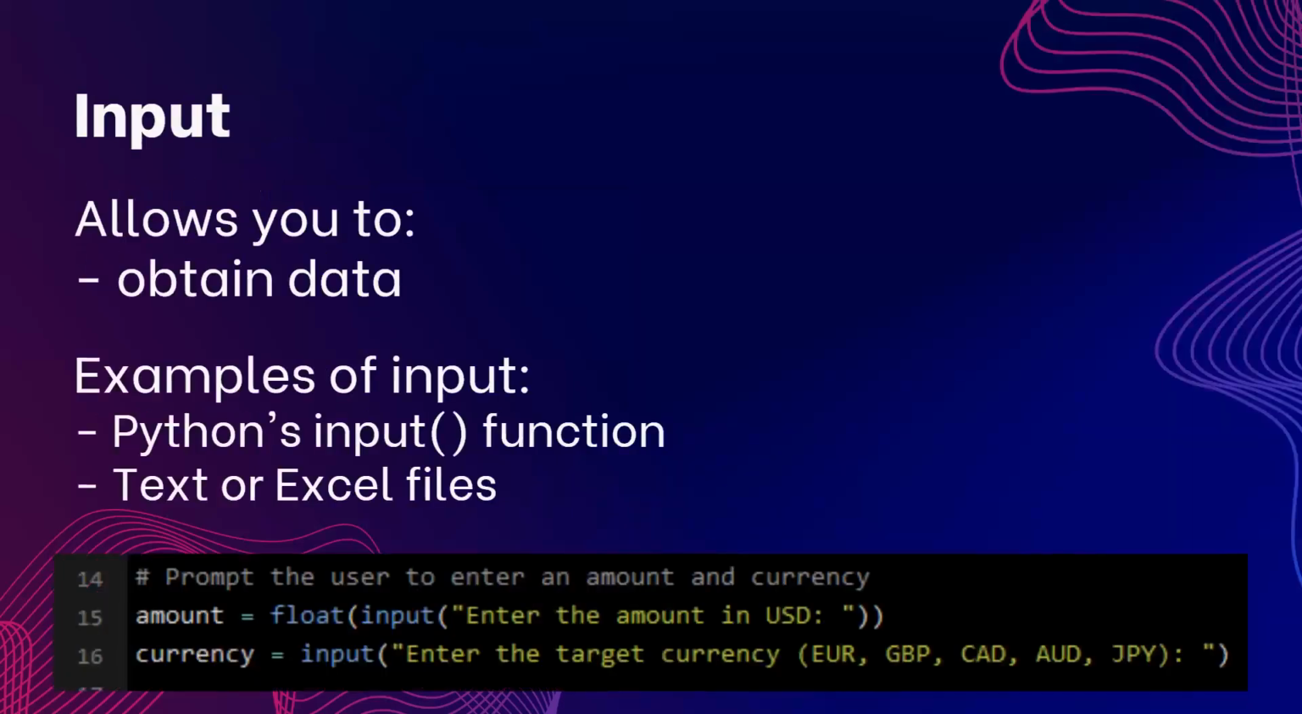So in Python, the primary ways you get input from the user is through the input function or by text or Excel files. We'll primarily today focus on the input function and Python's inbuilt features. So in the example code that we have, you can see that we use the input function to get input from the user. And this allows you to obtain the data that you need to modify it and return an output somehow.